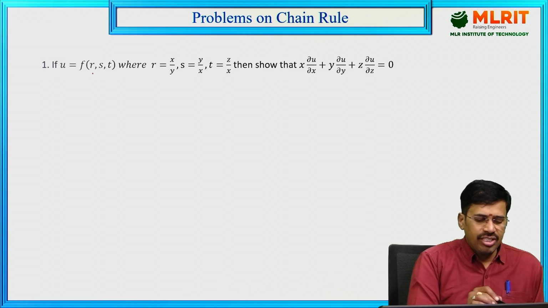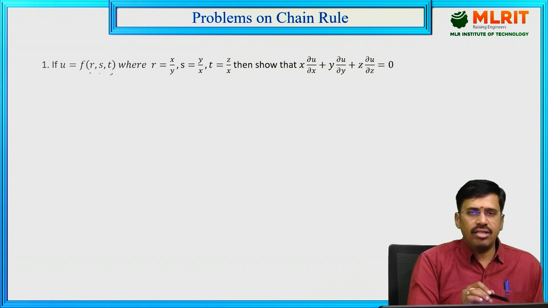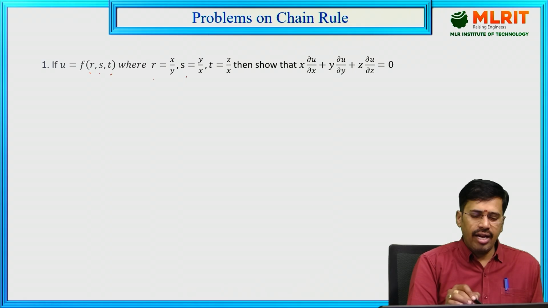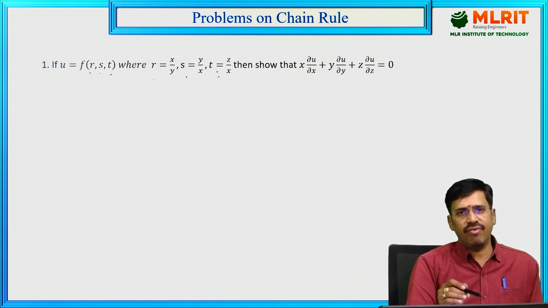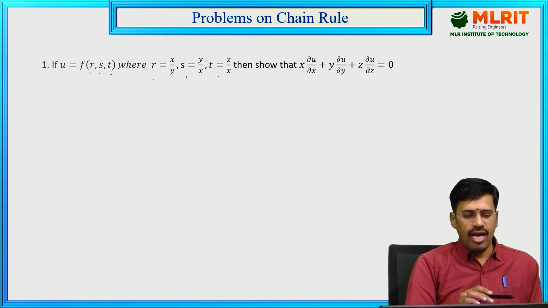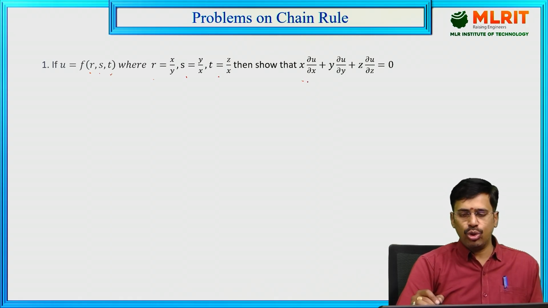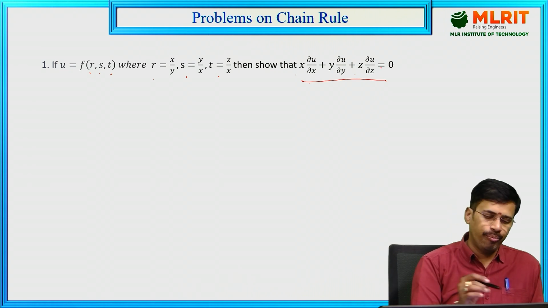u is a function of r, s, t. There are three variables r, s, t. Again, in turn, r, s, t are functions of x, y, z, composite functions, function of functions. r, s, t are functions of x, y, z, and u is a function of those three functions r, s, t. Then we are asked to show that x into dou u by dou x plus y into dou u by dou y plus z into dou u by dou z equal to 0.